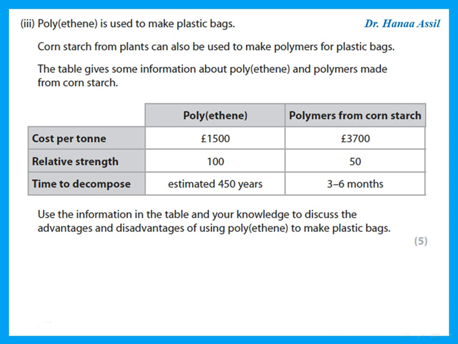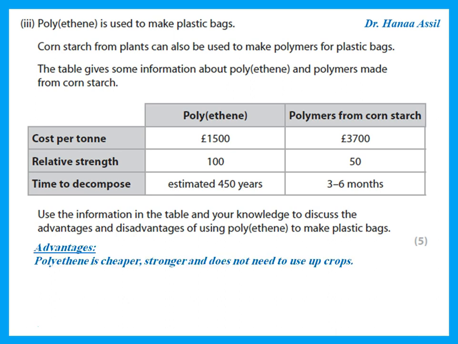Now, use the information in the table and your knowledge to discuss advantages and disadvantages of using polyethylene to make plastic bags. So, what are advantages of using polyethylene? Well, the advantages would be the fact that polyethylene is cheaper. That's what we got from the table. It is stronger and it does not need to use up crops.